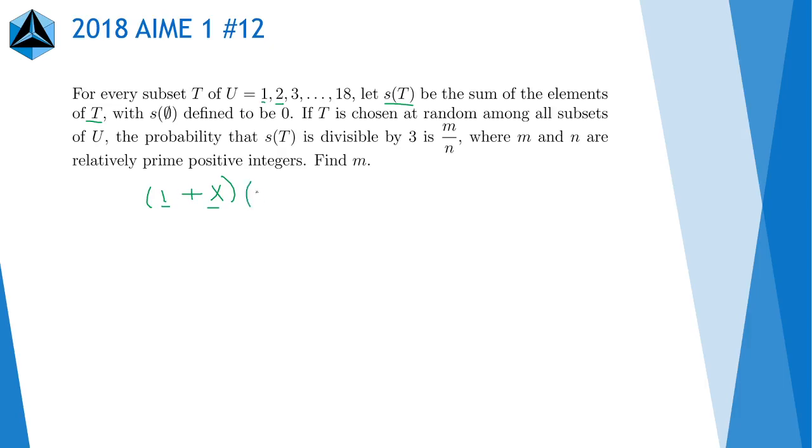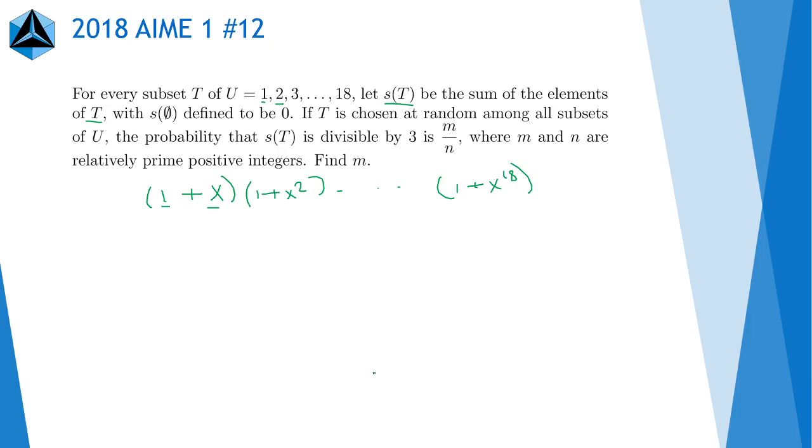As we keep on going here, we have 1 plus x squared to account for 2, and all the way to 1 plus x to the 18th. So this is our generating function. And now we want to find the probability that S of T is divisible by 3. So we want to find all the terms x that have exponent divisible by 3.